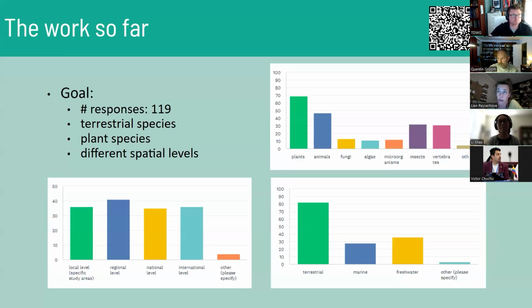So we have 119 responses up to now. What I see now is that most responses are from plant species, also terrestrial species. I didn't think that was very surprising. And that there's a very good division between the different spatial levels. So there are responses from the local level, but also the regional, the national, and even the international level, which is quite good.